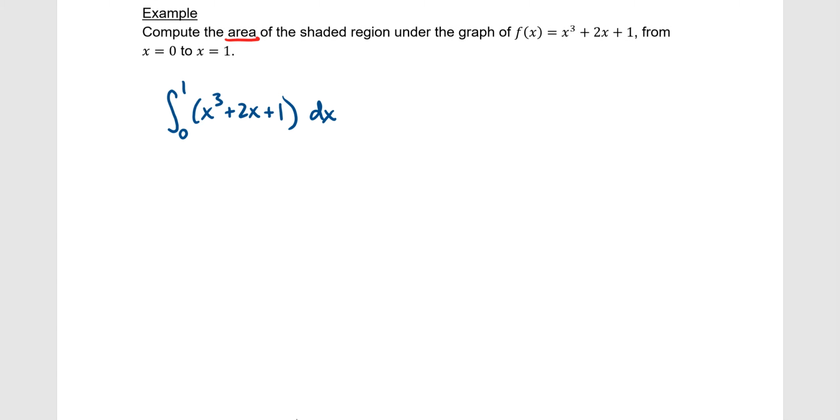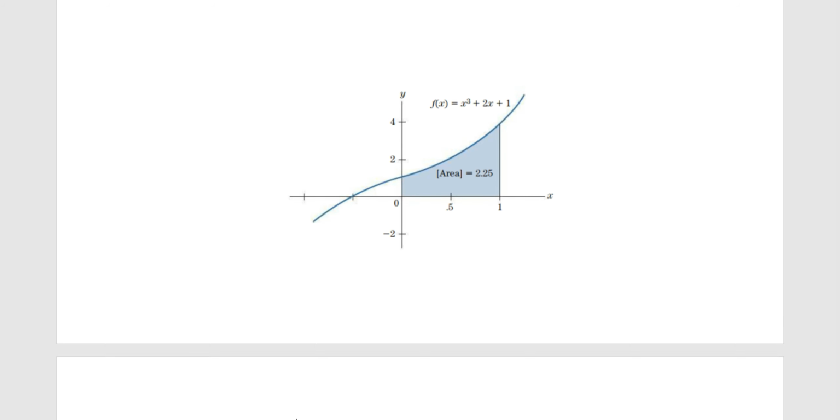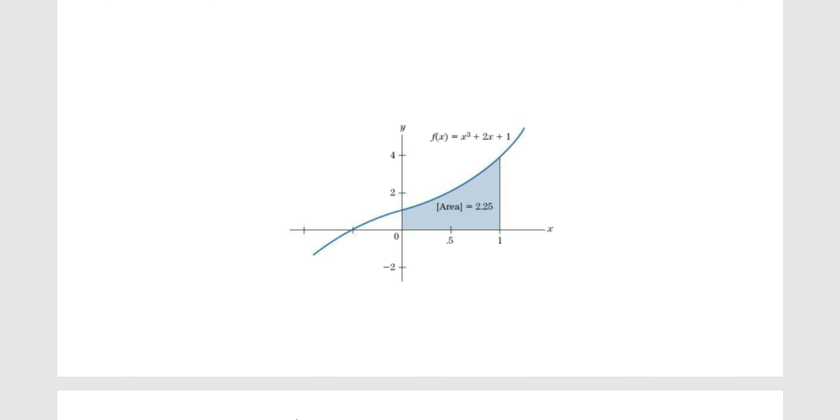So let's take a look at this region. I already have it graphed out here. So here it is, the function f of x from 0 to 1. You can see this area is all positive. It's above the x-axis, so it's going to be an actual area under the graph, and we don't have to think about it as a net area. It's just the actual area. Okay, so let's go ahead and do this.